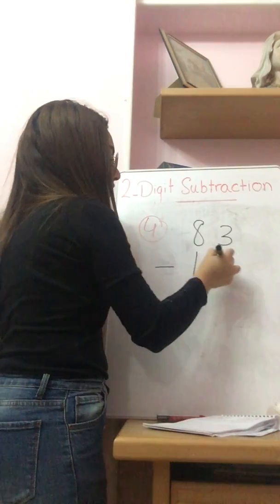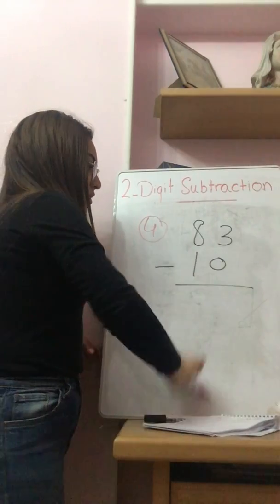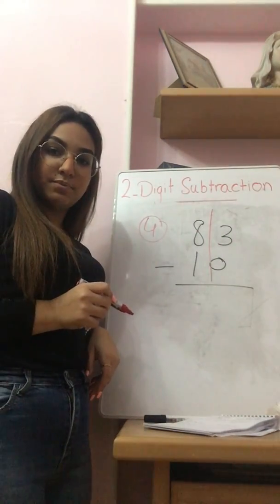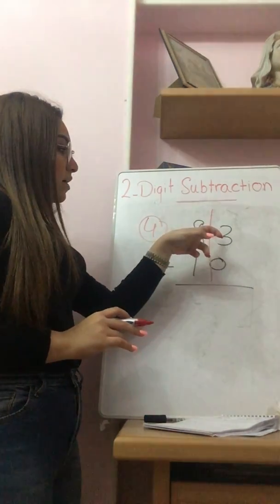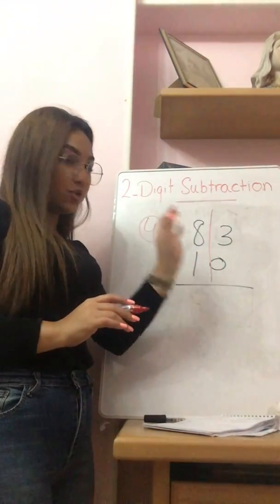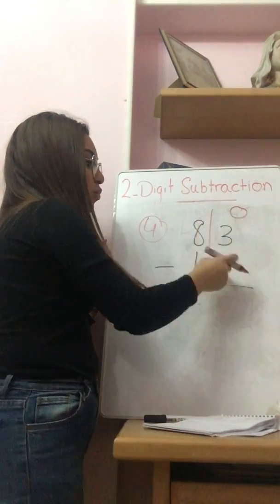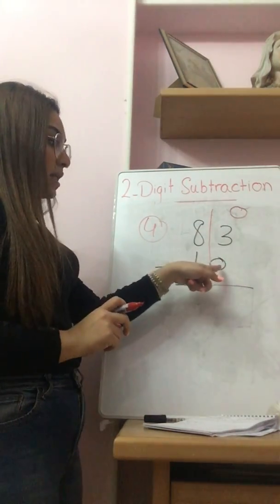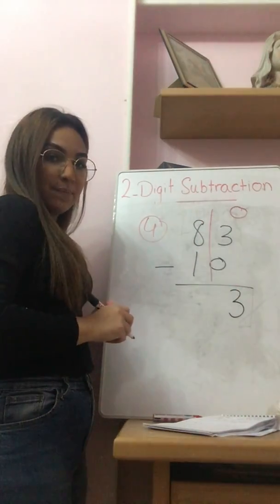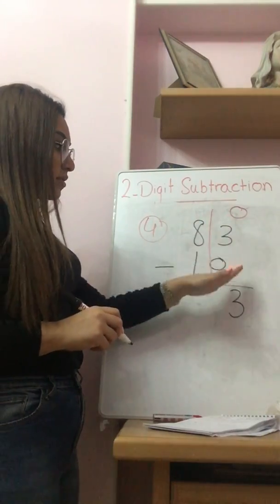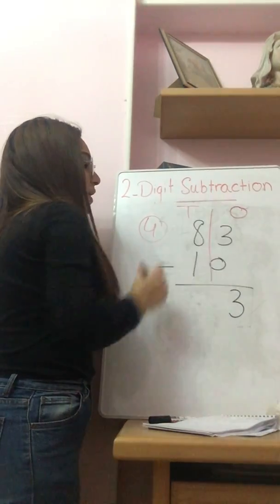83 minus 10. How can we solve this? Don't forget to put the line before solving, in order not to be confused. Now, first thing, we have to subtract the ones. Remember, we start with subtracting the ones together. 3 minus 0: I said that anything subtracted by 0 is going to stay the same. Now we finished subtracting the ones. Now we are going to subtract the tens.